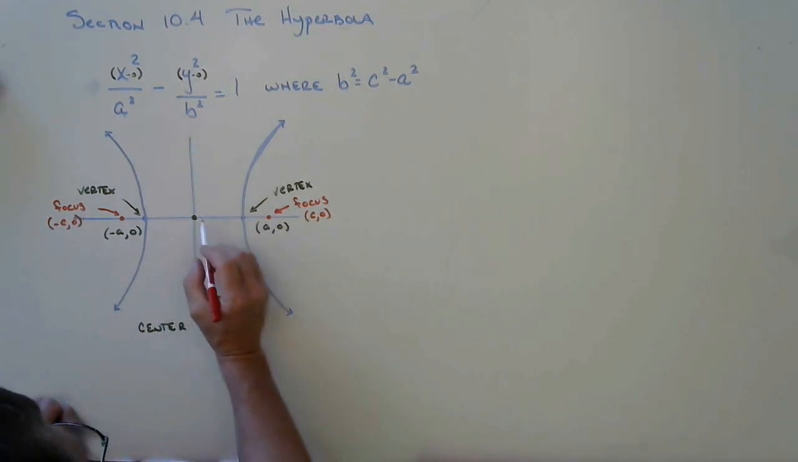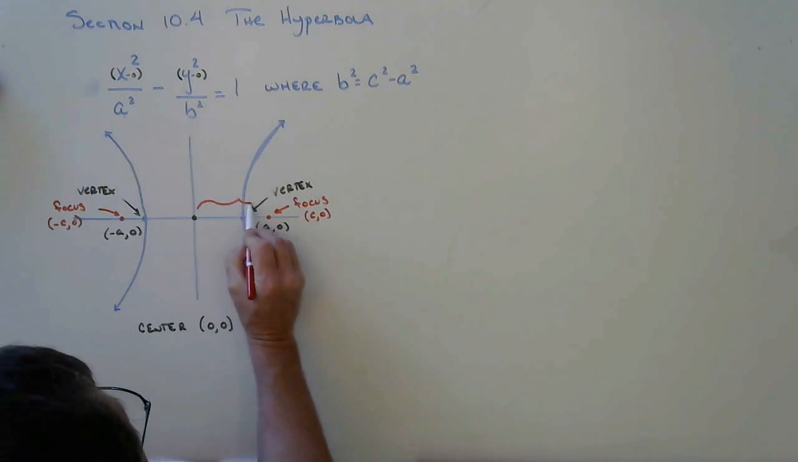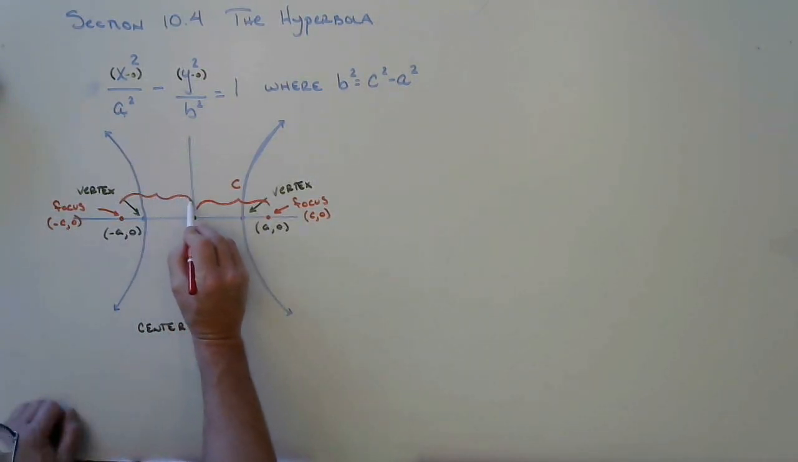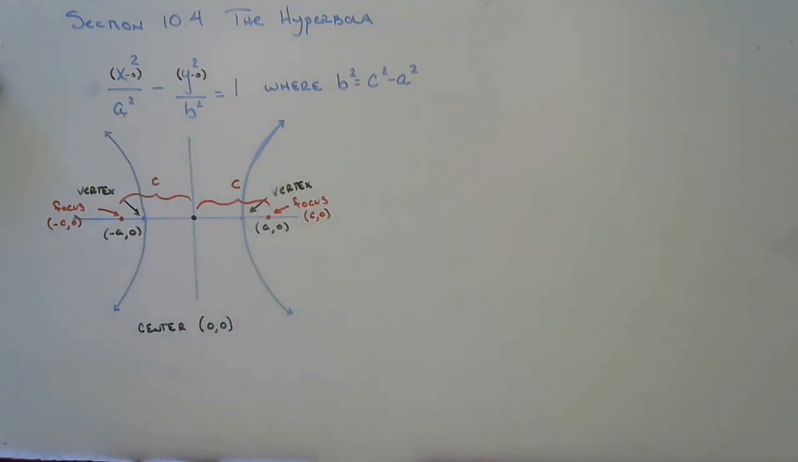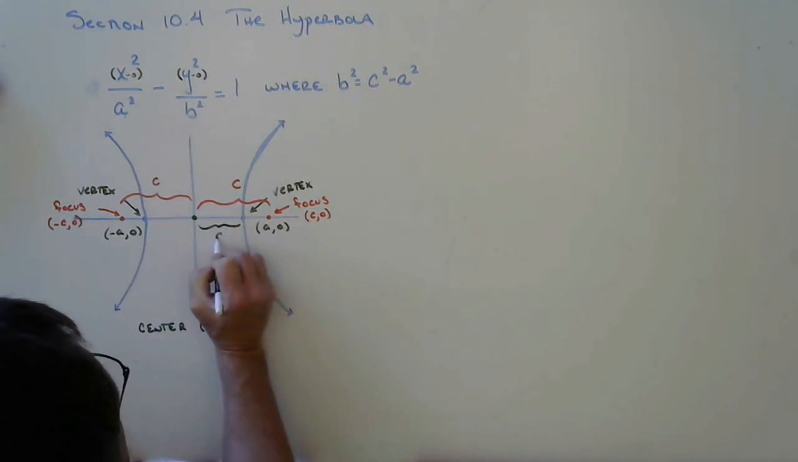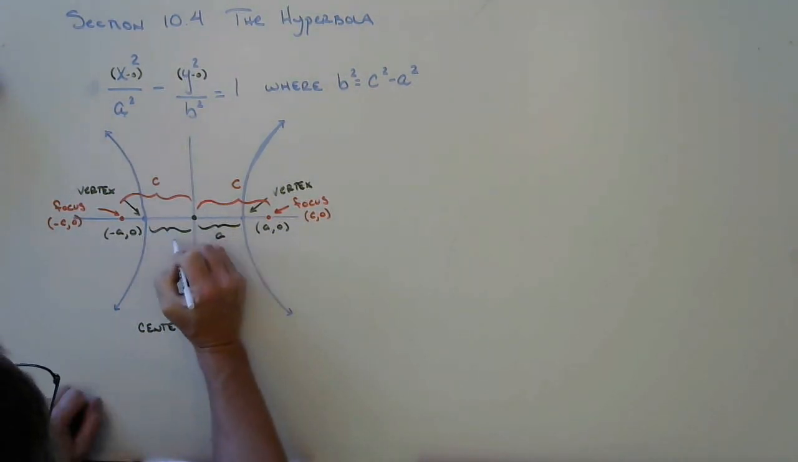So, this distance is c, and this distance is c. That's how far our focus is from our center. Our focus is c units from our center. And then our vertices are a units from the center, right? Our vertices are a units from the center. This distance right here is a, and this distance right here is a.